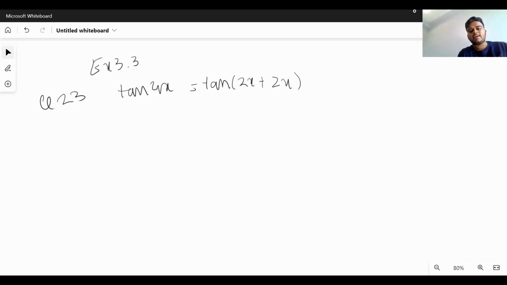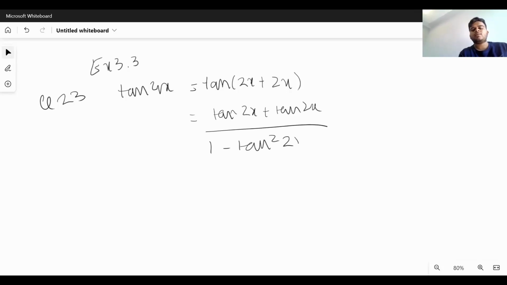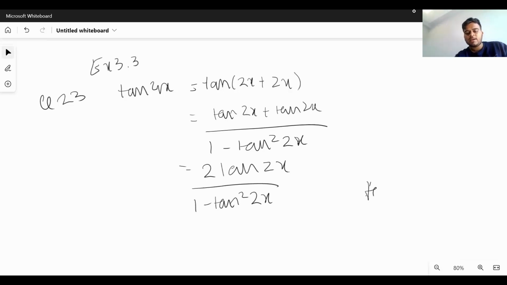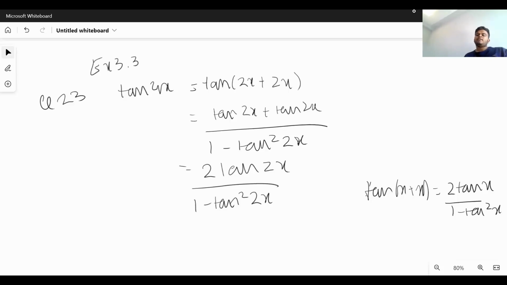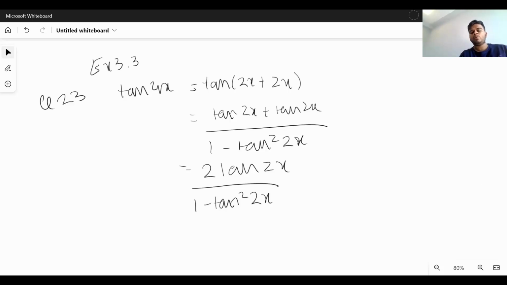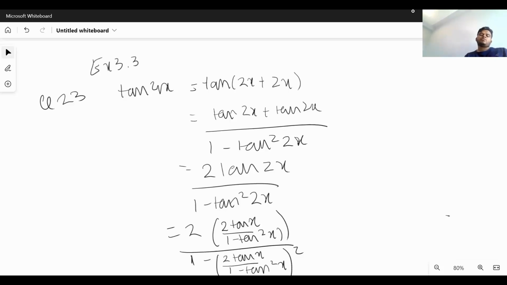Correct. And now we can expand this, right? We can write this as tan 2x plus tan 2x on 1 minus tan square 2x. Correct. Does that make sense? I'll simplify it a bit more. Correct. Now, again, apply the formula. Like if we do tan of x plus x, we get 2 times tan x upon 1 minus tan square x. Correct. So we'll apply this formula into this equation again and we'll see what we get, right? We'll replace tan 2x by the formula we discussed. So we get, right, this is what we get, correct?